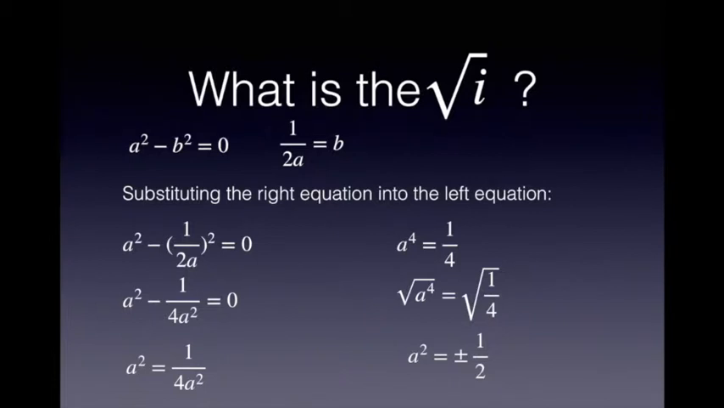Now, I'm going to move to the right column. So I go from there to the right column just by multiplying both sides by a squared. And I get a to the 4th equals 1/4. Now I'm going to take the square root of both sides, and I'm going to get a squared, the square root of a to the 4th, equals the square root of 1/4, or a squared equals positive or negative 1/2.